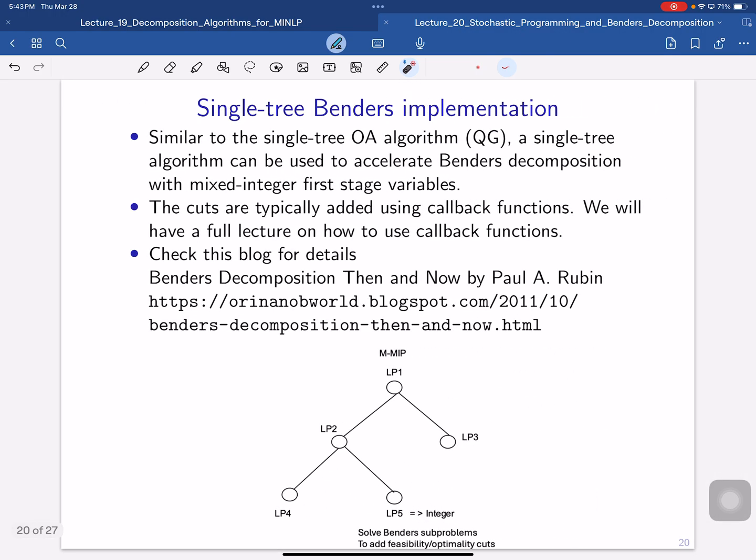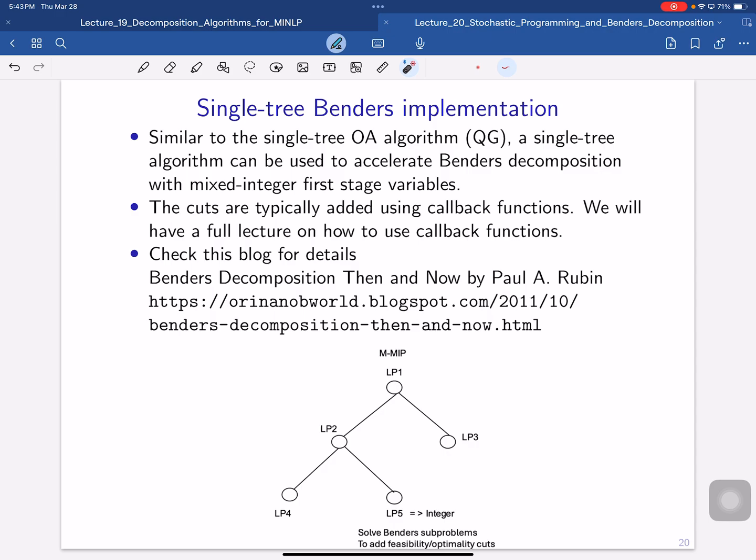So how do we implement Bender's decomposition if you have mixed integer variables? You can still iterate between the MILP and the LP subproblem, but it's not very efficient because you are redoing the branch and bound in every iteration. Okay, a more efficient implementation is a single tree Bender's implementation.